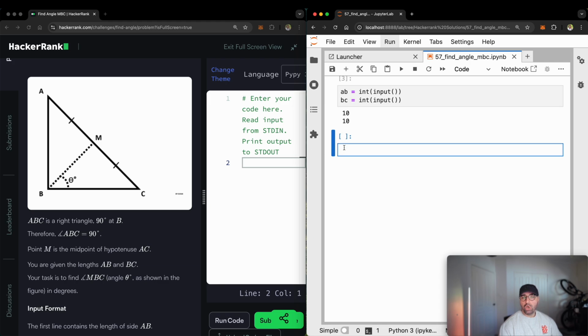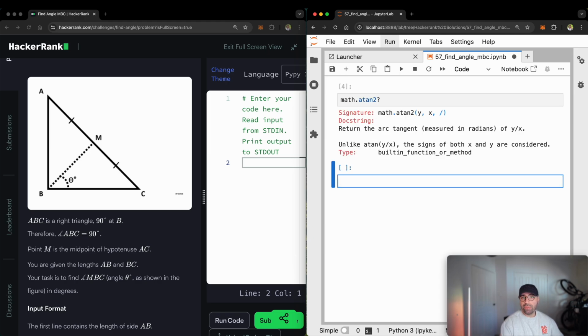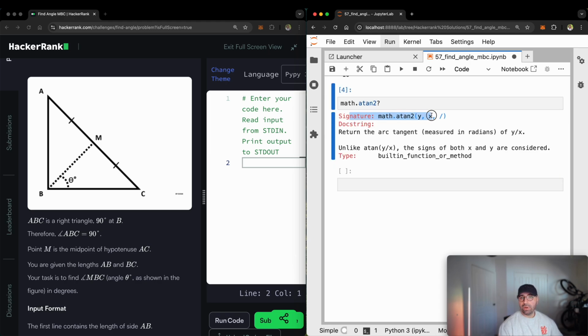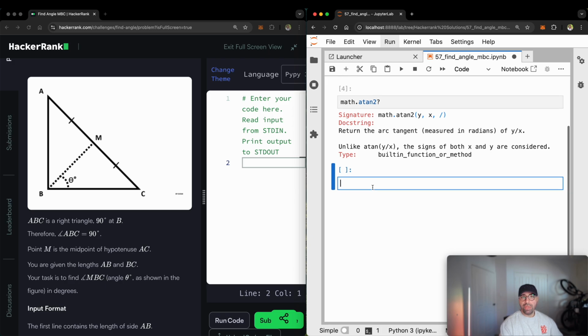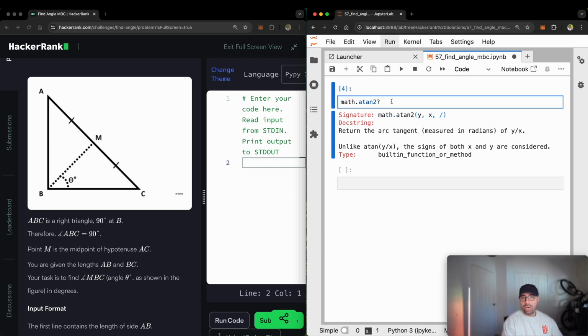If you don't know about this function, I think it's very good for you to understand that the arctangent in the math library from Python is written like this. If I put a question mark and run this, you will see that it comes from the math library, and it returns the arctangent measured in radians of y over x. And I've got here AB over BC. So if I run this very quickly, I'll say I want to run the arctangent of AB and BC. Let me run this and see what happens.